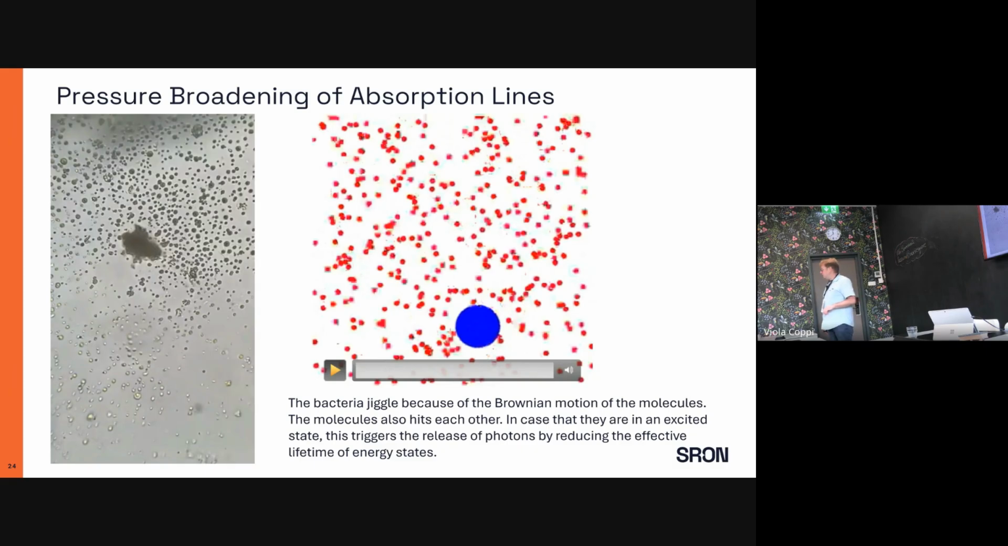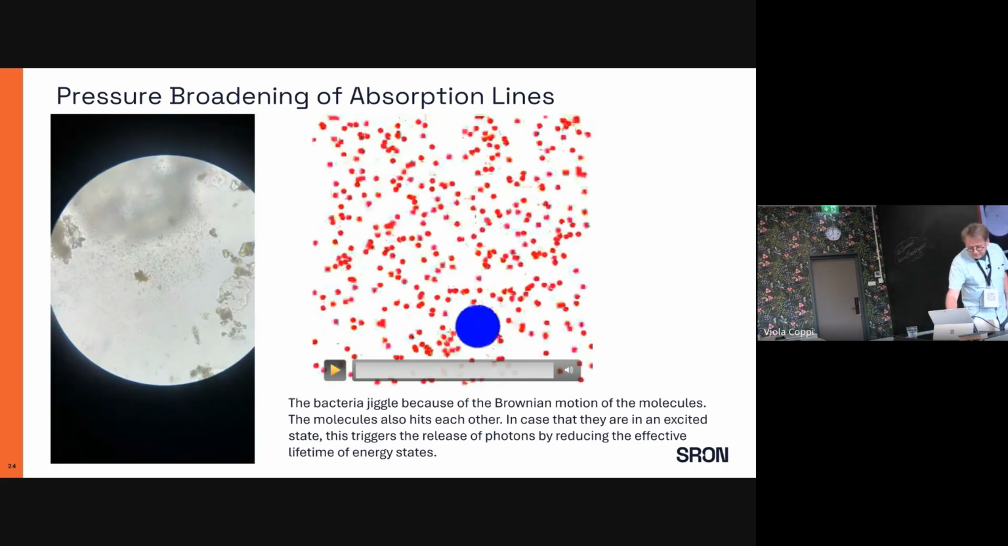So the lifetime gets reduced by collision. And that causes a widening of the absorption line because the energy level becomes more uncertain. Right? So that is collision-induced broadening, and it happens mainly in the lower part of the atmosphere. Because there the pressure is highest, the density is highest, and the chance of collision is high, right? Very interesting.